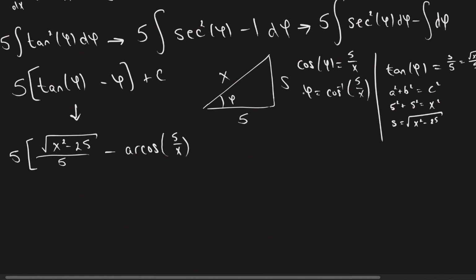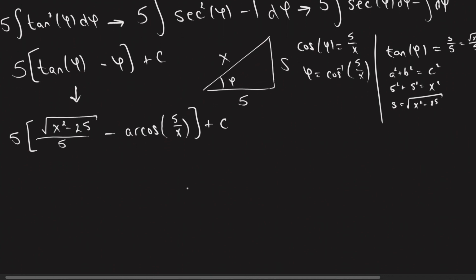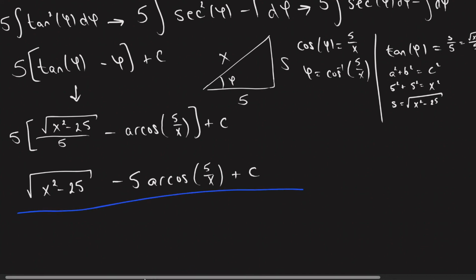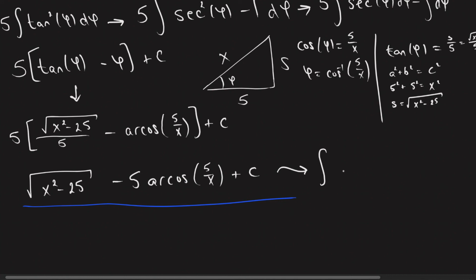Remember, these are the same. Plus c. Now let's factor this through, this 5. So we're going to get the square root of x squared minus 25 minus 5 arc cosine of 5 over x plus some constant. And that is our integral. We just solved for the integral, and if you don't remember the integral we solved for, this is the integral of the square root of x squared minus 25 over x dx.